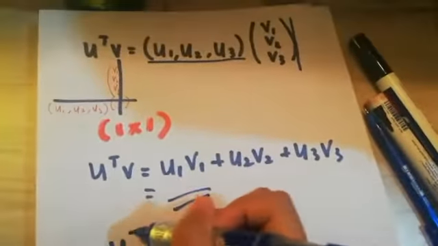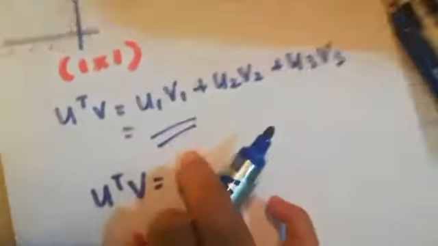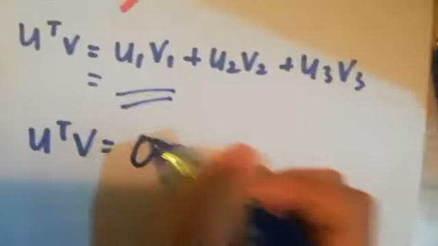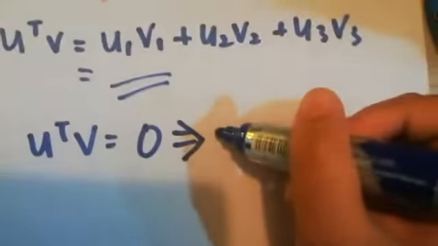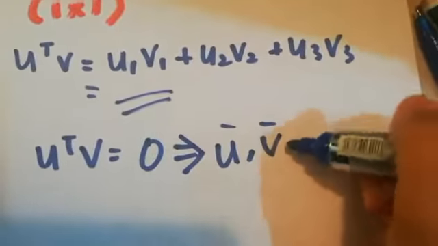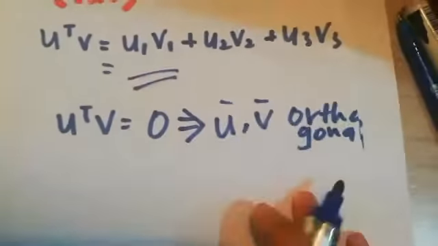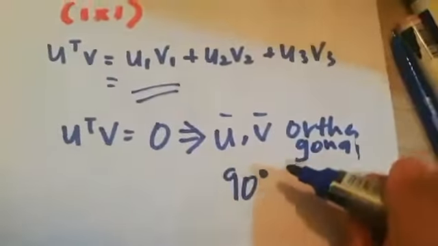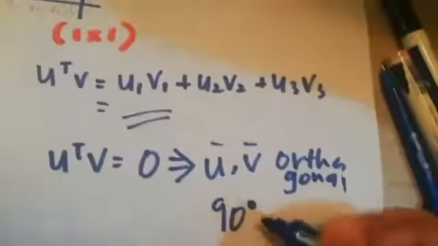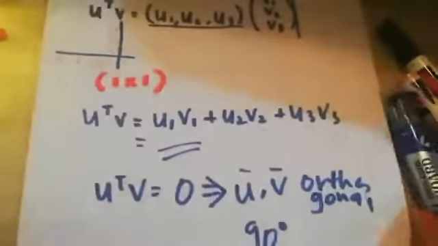If your solution is 0, then it means that vector v and vector u are orthogonal. What is orthogonal? It means 90 degrees, or perpendicular. So I think that's all for the matrix formula.